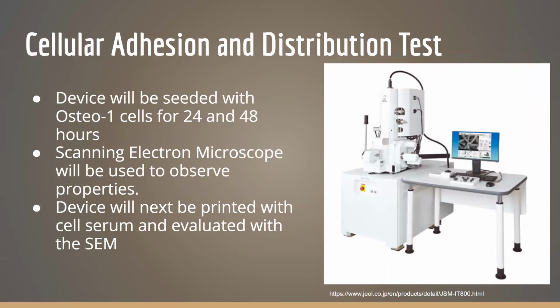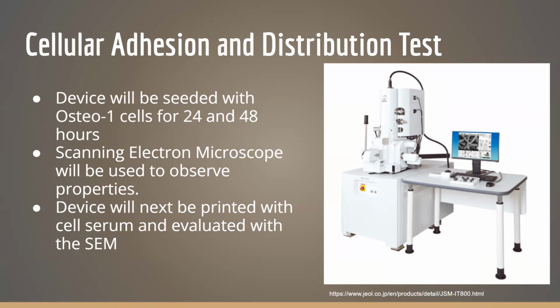As mentioned earlier, cells must adhere and distribute within our bone scaffold. To test this, the device will be printed with the cell serum and placed in a suspension of Osteo1 cells for 24 and 48 hours. After seeding the cells, the implant will be observed with a scanning electron microscope to analyze surface properties. The SEM will allow us to observe the cell absorption and proliferation on the surface of the pores. We will also look at the cells in different regions of the device to inspect whether they are evenly distributed.